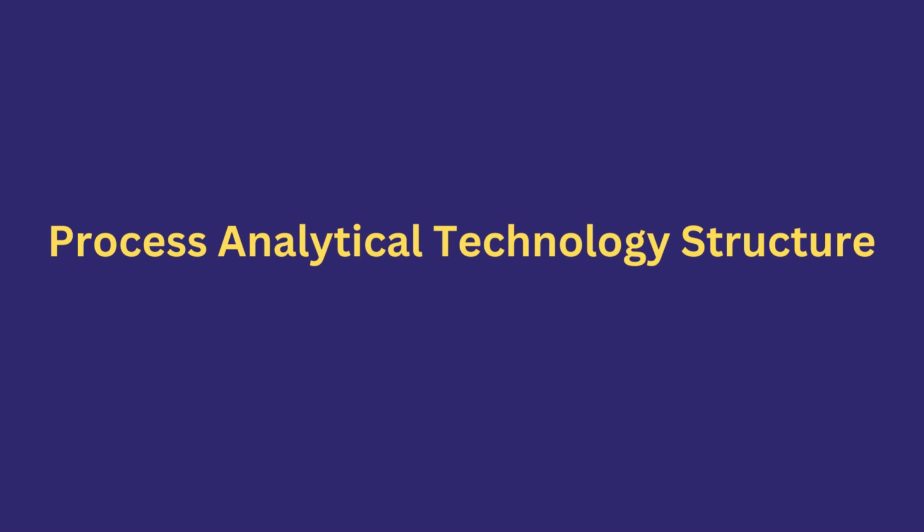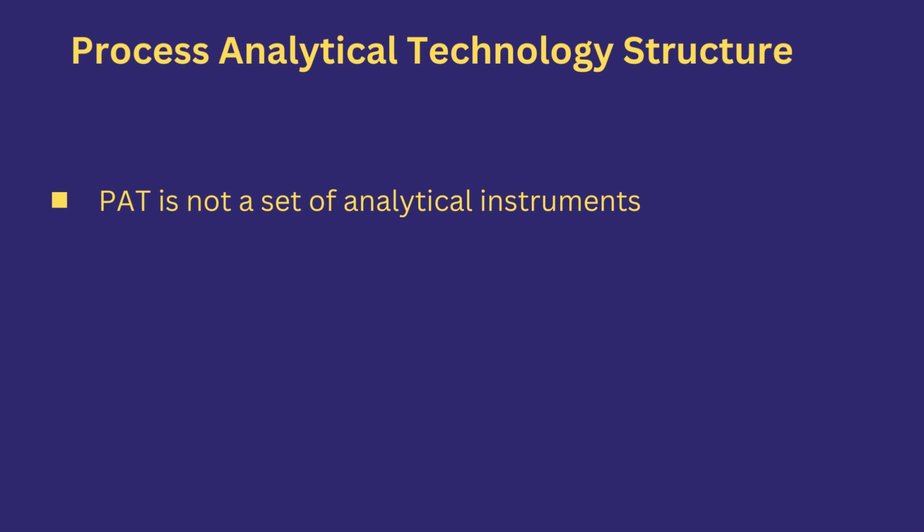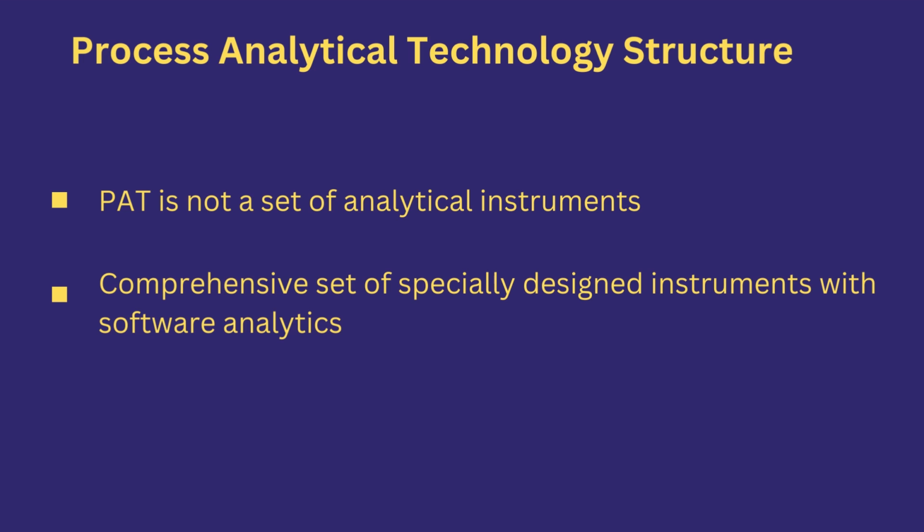Let's discuss the structure of process analytical technology and see what the important parts are. Process analytical technology is not a set of traditional analytical instruments. Instead, it is a comprehensive set of specially designed instruments with software analytics. Instruments can perform specific measurements in a minimum time period. They can also extract maximum data from the entire sample. This is in contrast to traditional instruments where a separate sample is required for measuring different product parameters.